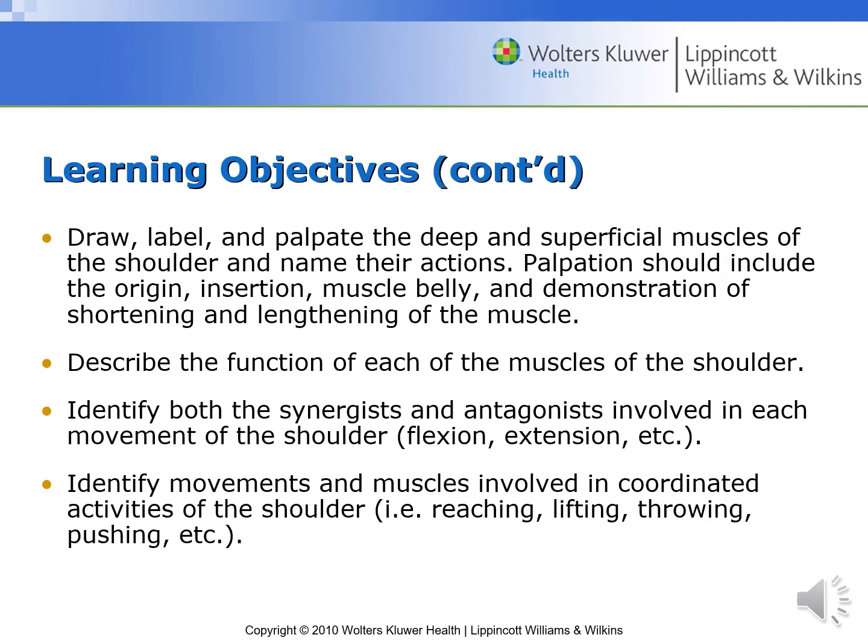Palpation should include the origin, insertion, muscle belly, and demonstration of shortening and lengthening of the muscle. We're going to describe the function of each of the muscles of the shoulder. We're going to identify both the synergists and antagonists involved in each movement of the shoulder, such as flexion and extension. We're going to identify movements and muscles involved in coordinated activities of the shoulder, such as reaching, lifting, throwing, and pushing.